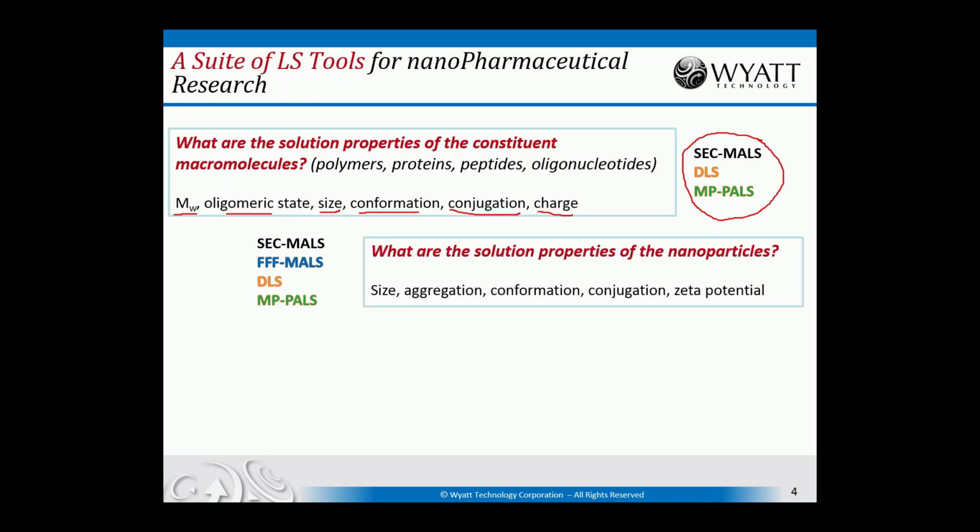The next set of questions involve the solution properties of the nanoparticles themselves. So once we've created them and perhaps loaded them up, what are their solution properties? What are the size distributions, aggregation state, their particular conformation or shape? We'll discuss some interesting examples of that. The conjugation state as well, and the Z potential, which essentially measures the charge on the nanoparticle, as important to know in terms of stability.